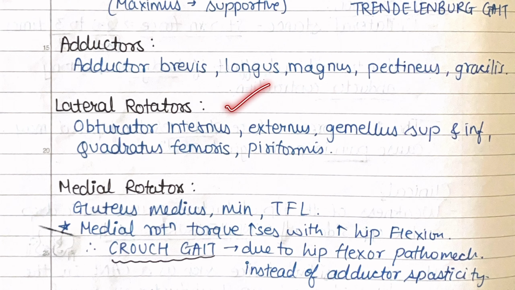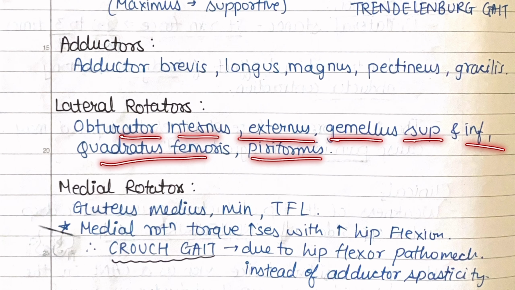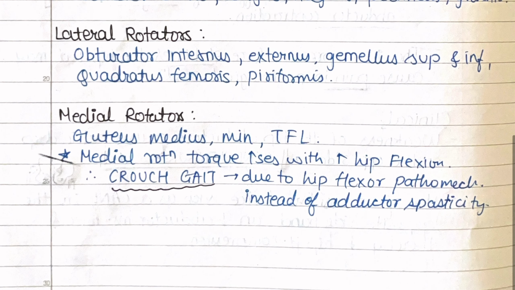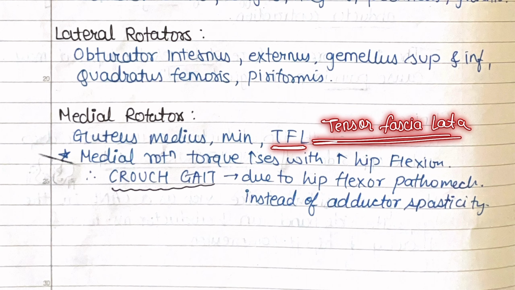Then is lateral rotators. Lateral rotators include obturator internus, obturator externus, gemelli superior and inferior, quadratus femoris, as well as piriformis. The medial rotators are gluteus medius, gluteus minimus, and tensor fasciae latae. The continuation of tensor fasciae latae is also known as the iliotibial tract. This is a part of anatomy, I hope you know.